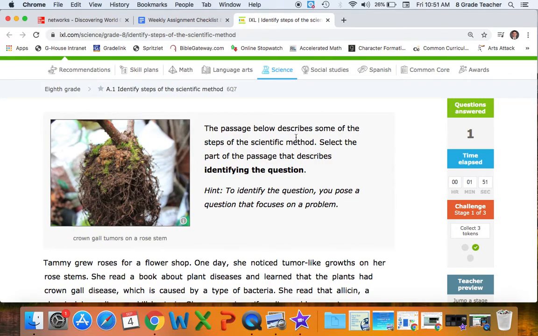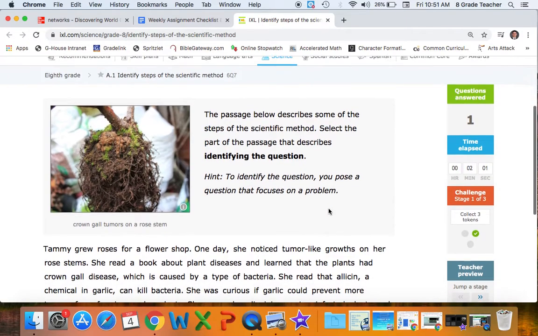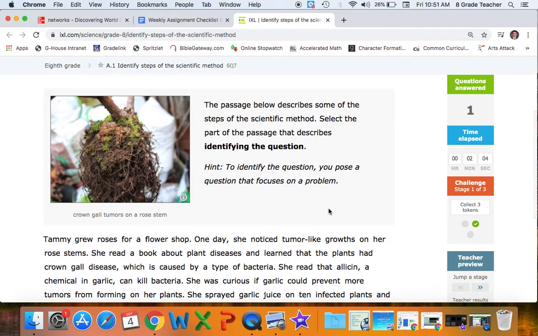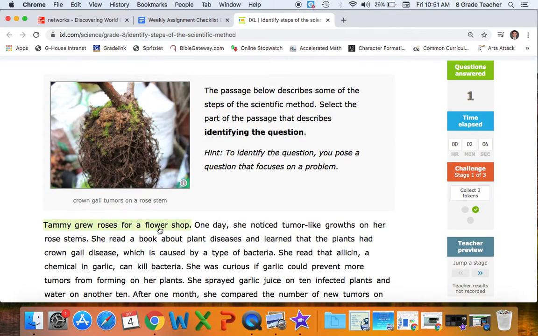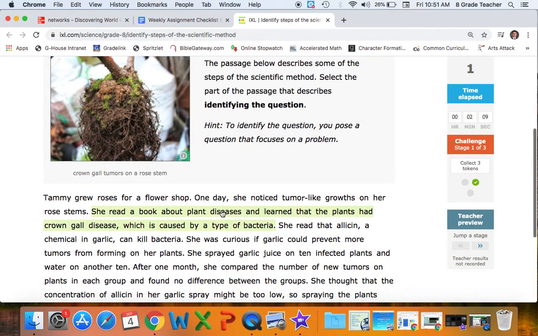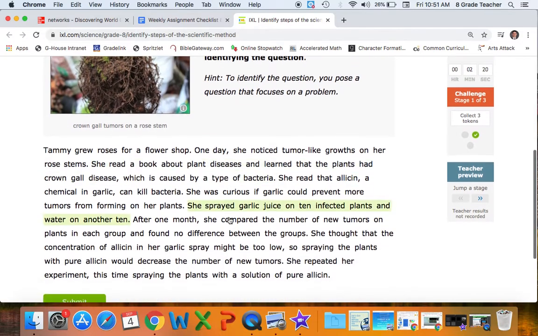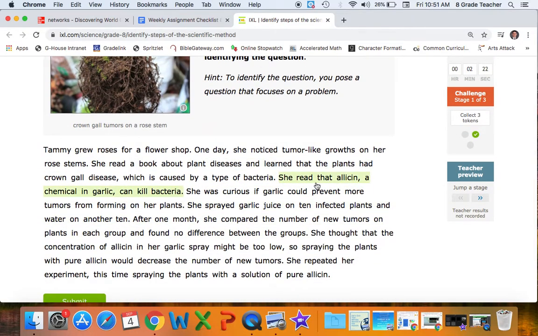The next one, you read through the direction, it provides a different challenge. This one says identify the question from the passage below. It gives you a hint to identify the question: pose a question that focuses on a problem. Here's our scenario. Tammy grew roses for a flower shop. One day she noticed tumor-like growths on her rose stems. She read a book about plant disease and learned that the plants had grown gall disease, which is caused by a type of bacteria. She read that allicin, a chemical in garlic, can kill this bacteria. She was curious if garlic could prevent more tumors from growing on her plants.